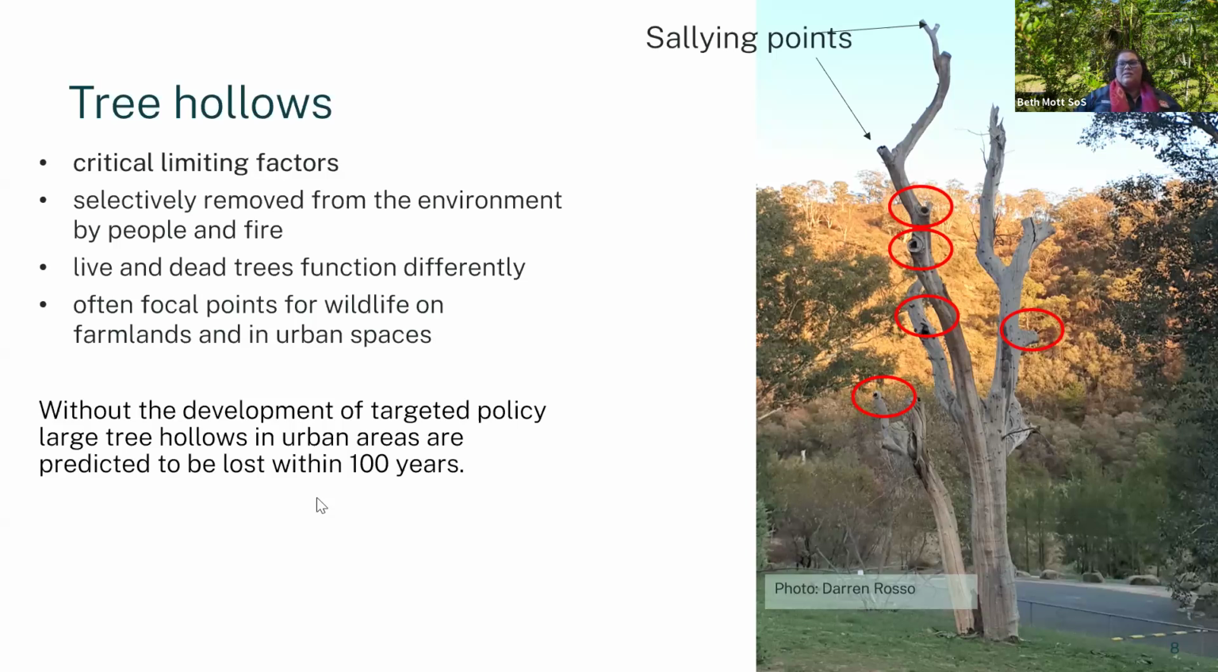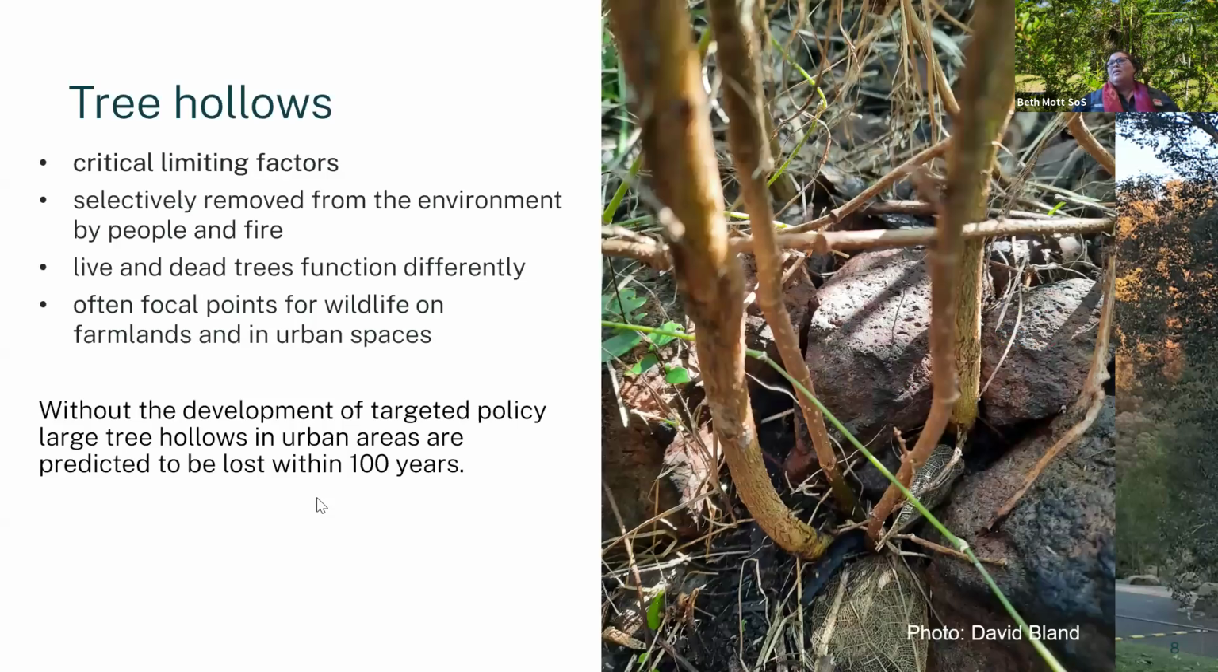We don't have the figures for the rural space there, but we know that with every 7 hectares of burning, we're losing probably 4 to 5 hollow-bearing trees that are really important for our large hollow nesters. So trees are really something that we need to focus on retaining.